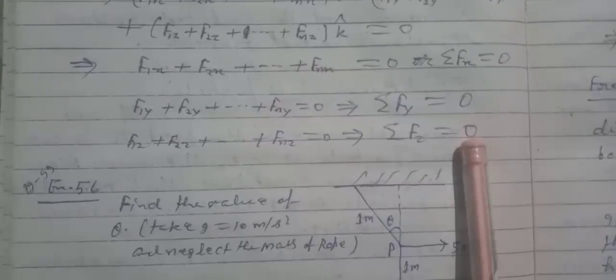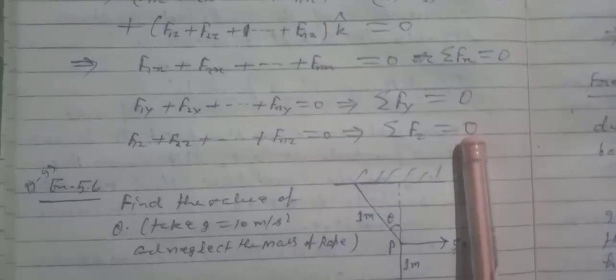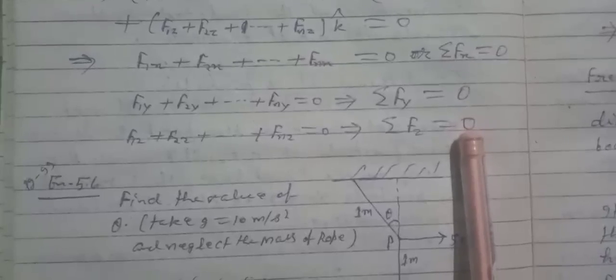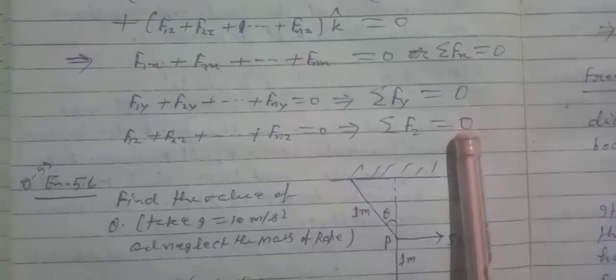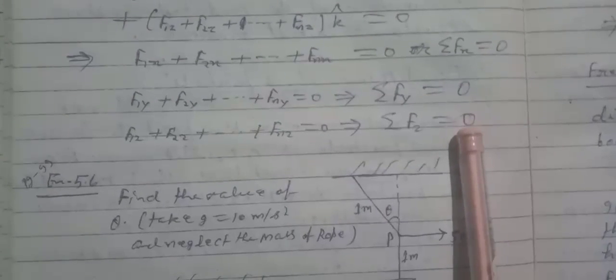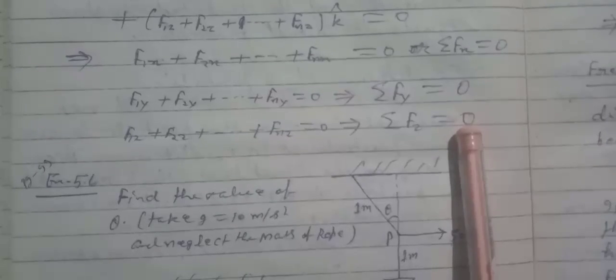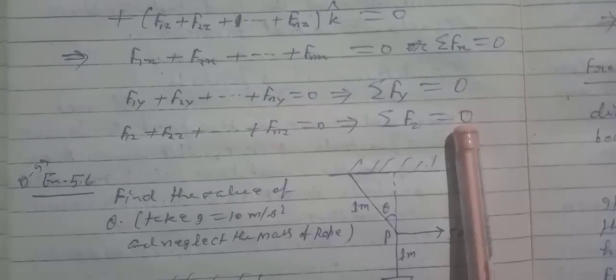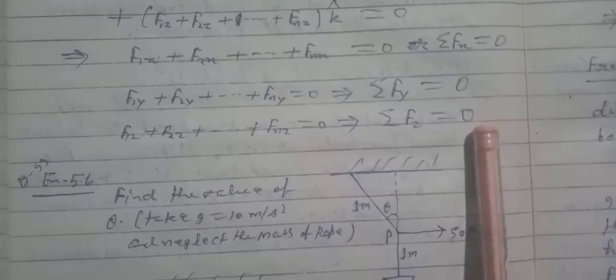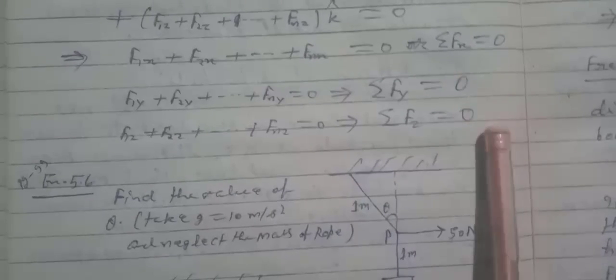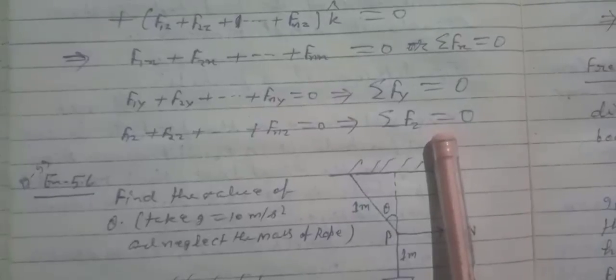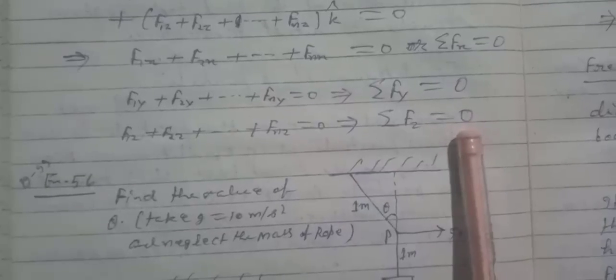This tells us that if there are several forces acting on a body and the body is in equilibrium, then the sum of all forces acting along x direction, along y direction and along z direction must each be equal to 0.